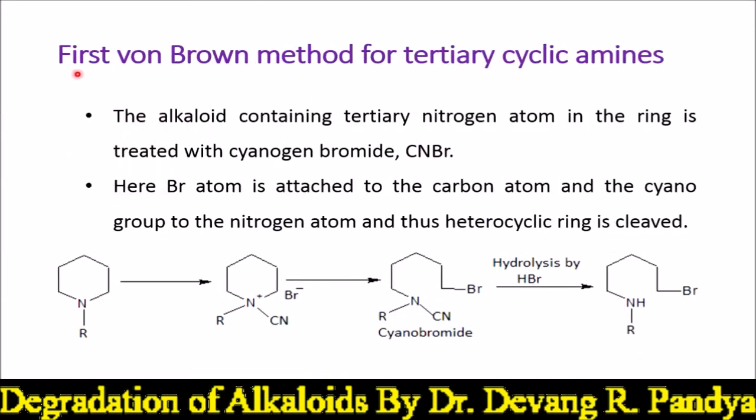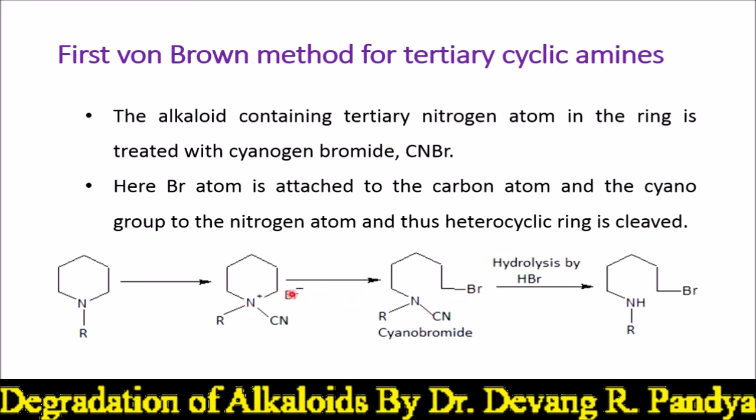Now another degradation process is the first von Braun method for tertiary cyclic amines. The alkaloid containing a tertiary nitrogen atom in the ring is treated with cyanogen bromide, that is CNBr. The bromine atom is attached to the carbon atom and the cyano group to the nitrogen atom, and thus the heterocyclic ring is going to be cleaved. So this is our heterocyclic ring. We have treated it with cyanogen bromide. So bromine remains attached to the carbon atom, and the cyanide group remains attached to the nitrogen.